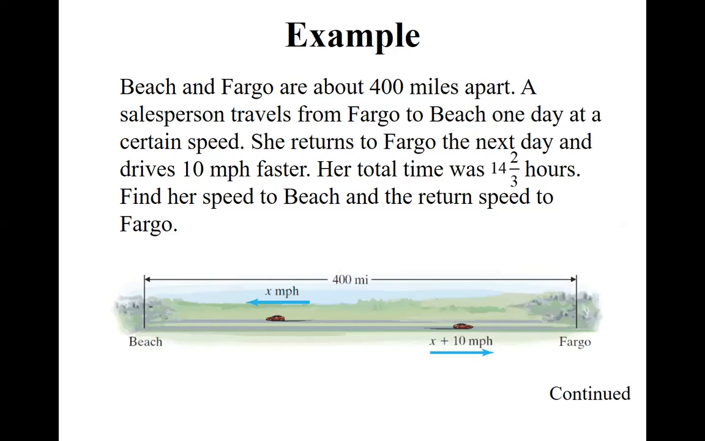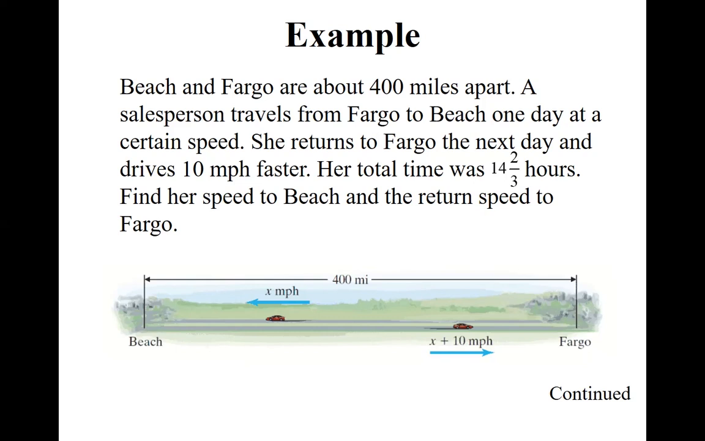Beach and Fargo are about 400 miles apart. A salesperson travels from Fargo to Beach one day at a certain speed. She returns to Fargo the next day and drives 10 miles per hour faster. Her total time was 14 2/3 hours. Find her speed to Beach and the return speed to Fargo.